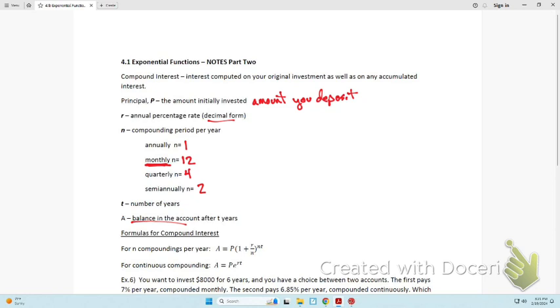And A is the final balance. All right, we have 2 formulas. This is for number of times a year. And this is for continuous compounding. I call that the PERT formula. So let's give it a shot.